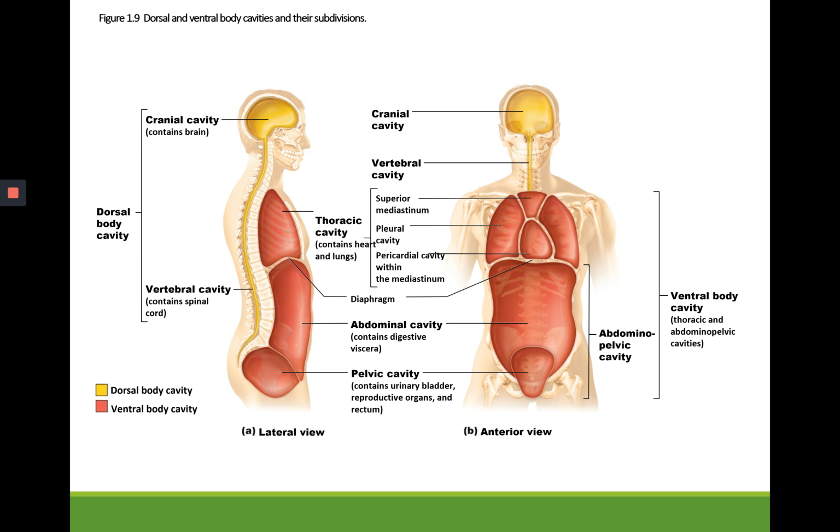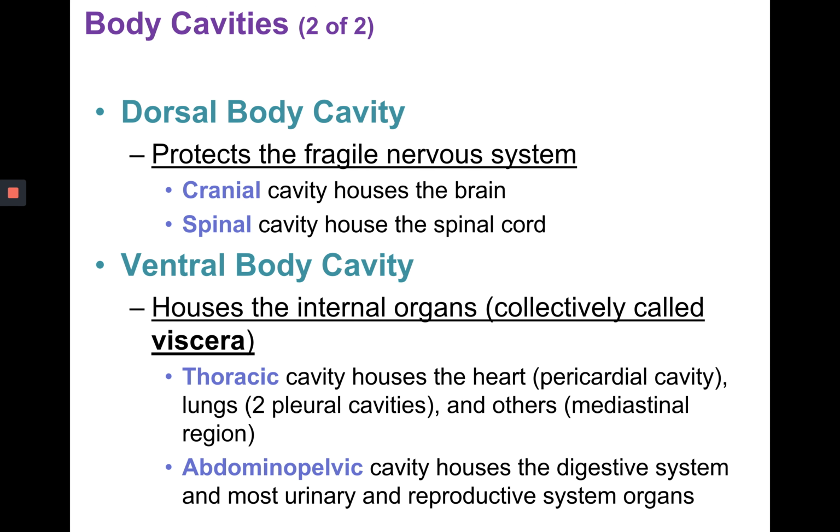If we look at the abdominal pelvic cavity, we can see it's actually separated into two cavities. The picture on the left shows us the pelvic cavity kind of sits like a bowl below the abdominal cavity. So spend some time looking at the body cavities. Be familiar with where things are situated. Make sure you know that the cranial and spinal or vertebral cavity are in the dorsal body cavity, and the ventral body cavity is made up of the thoracic and abdominal pelvic cavity. The thoracic cavity contains two lungs, so it also contains two pleural cavities because the pleural cavities surround the lungs. And in the mediastinal region, we have the pericardial cavity and then the space above called the superior mediastinum.